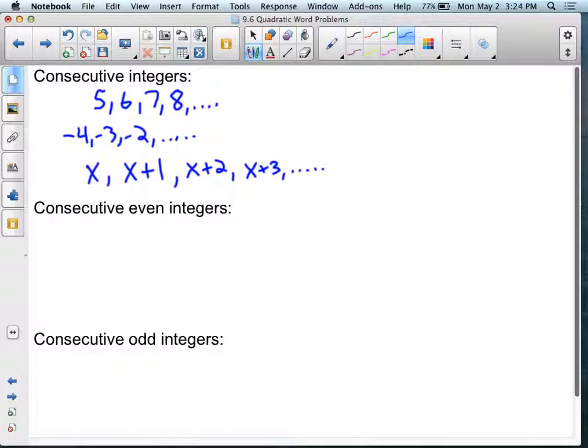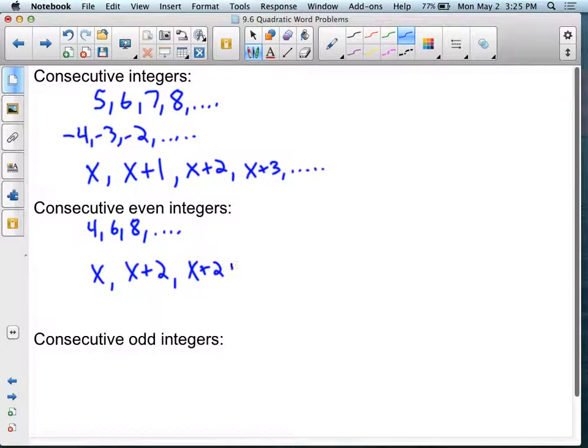So that's how we represent consecutive integers. And yep, we can do even integers as well. So some even integers, things like 4 and then 6 and then 8 and then you know the rest. Let's say I started with x. Now ask yourself, what do I do to 4 to get to 6? Ooh, this time you go up by 2. And then what do you do to 6 to get to 8? You go up another 2.